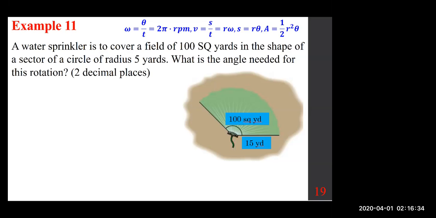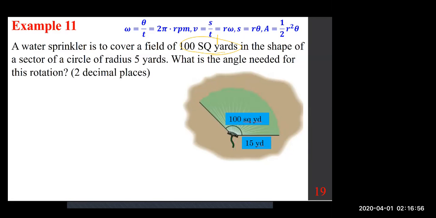Could somebody read the question for us, please? A water sprinkler is to cover a field of 100 square yards in the shape of a sector of a circle of radius 5 yards. What is the angle needed for this rotation at 2 decimal places? Thank you so much.